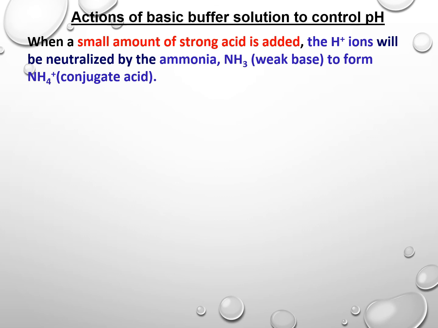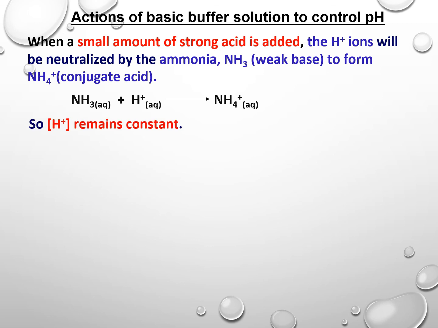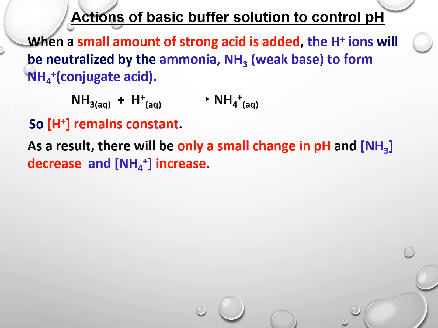Yes, the hydrogen ions from the strong acid added will be neutralized by the weak base ammonia to form the conjugate acid ammonium ions. Since the added hydrogen ions have been neutralized, the concentration of the hydrogen ions in the solution remains constant. As a result, there will only be a small change in pH, and the concentration of ammonia, the weak base, decreases, and the concentration of ammonium ions will increase.